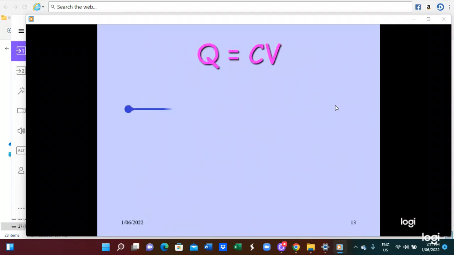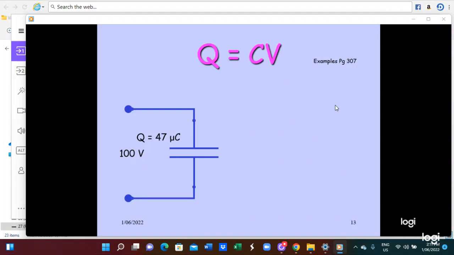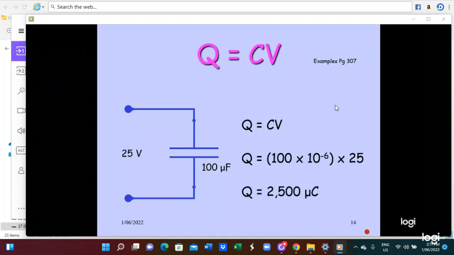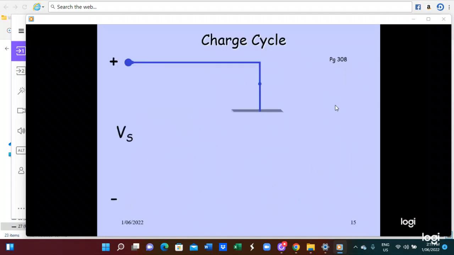When the capacitor is 47 microfarad and the voltage is 100 volt, Q equals CV, so you substitute C equals Q by V, 47 times 10 power minus 6 over 100, and you get 0.47 microfarad. Next, supply voltage 25 volt, capacitor 100 microfarad, so Q equals CV, which is 100 times 10 power minus 6 times 25. You get 2500 microcoulomb. Vs is the supply voltage.